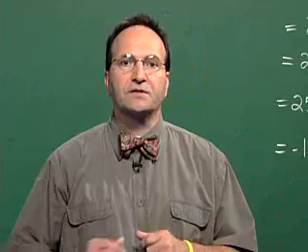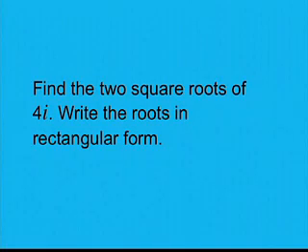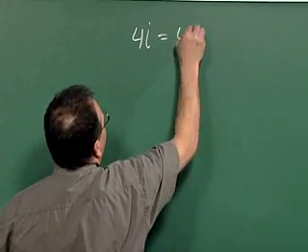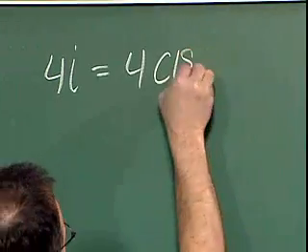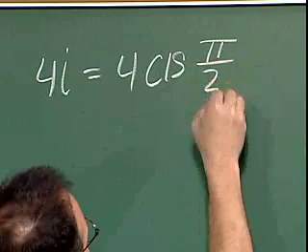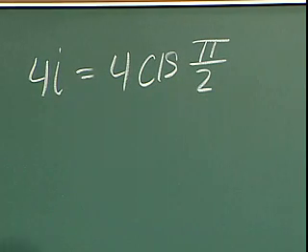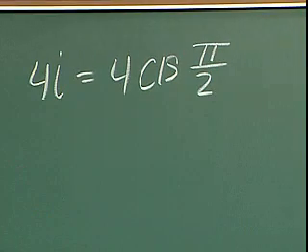Well, let's do an example of finding the roots of a complex number. So here we are, find the 2 square roots of 4i. Write the roots in rectangular form. So the first thing we need to do is convert 4i to its polar form. And recall 4i in polar form is going to be 4 times cis of 90 degrees, or let's do it as pi over 2, just to do it in radians compared to our first example.